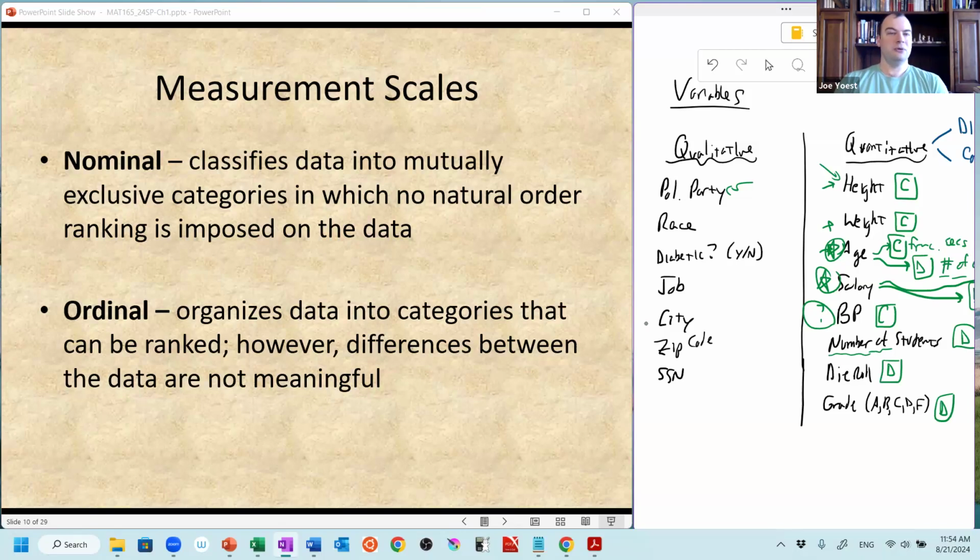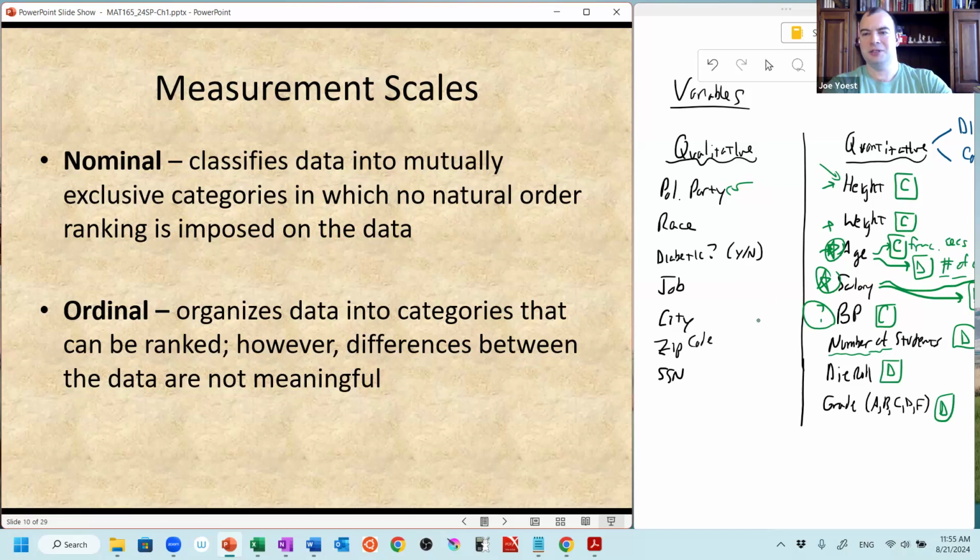We have 4 different measurement scales, and each one has a little bit more underlying structure to it, and there are more mathematical operations that can be done on each successive measurement scale. The bottommost measurement scale is nominal data. All that we're doing here is we're classifying data into mutually exclusive categories. They have no natural ordering or ranking, so we can't even put them in an order, let alone do arithmetic operations like addition or division on them. We can't even order them.